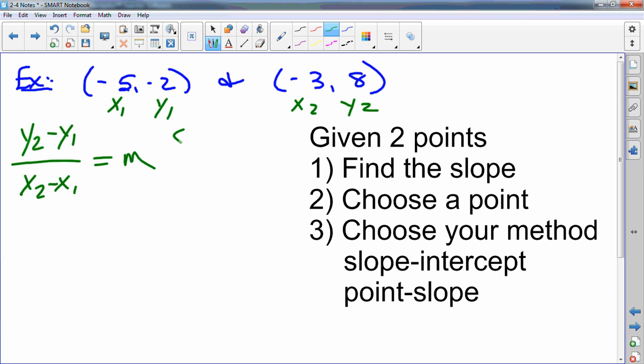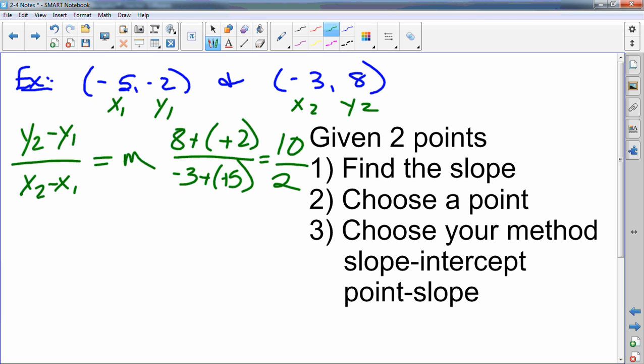So I have 8 minus negative 2 over negative 3 minus negative 5. So 8 plus 2 is 10. Negative 3 plus 5 is 2. So what's 10 divided by 2? 5. So my m is 5.